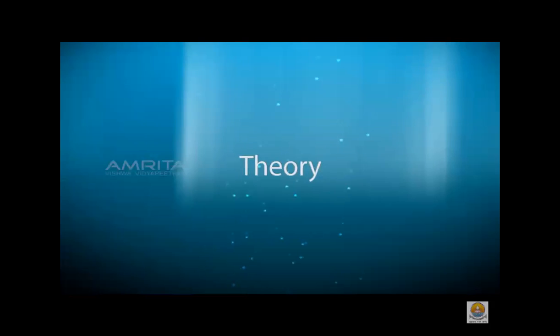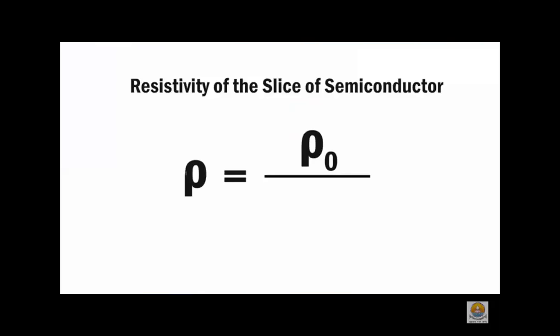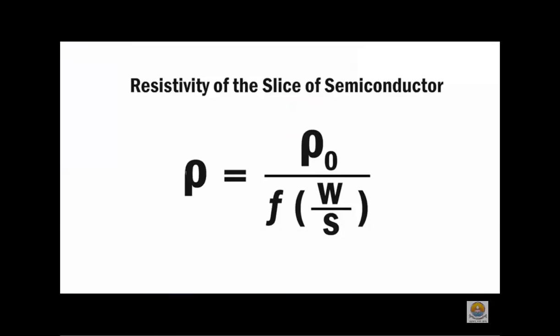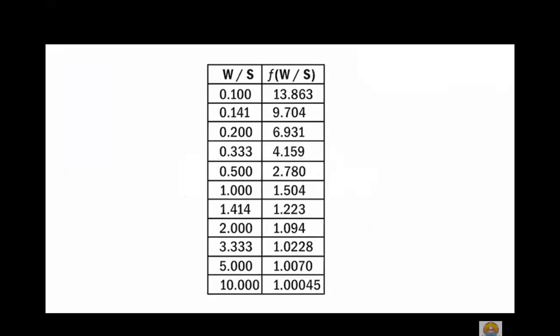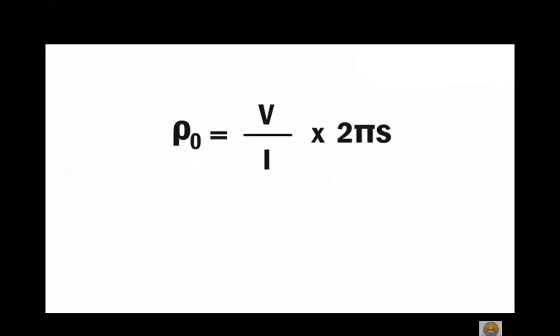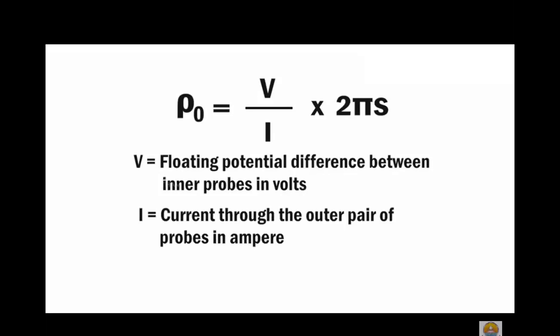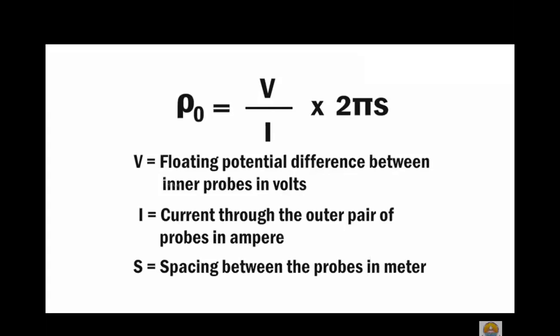Theory. Resistivity of the slice of semiconductor having thickness W is computed as rho is equal to rho 0 divided by a function of W by S, where rho 0 is V by I into 2 pi S, where V is the potential difference between inner probes in volts, I is the current through the outer pair of probes in ampere, and S is the spacing between the probes in meter. Are you able to follow that?